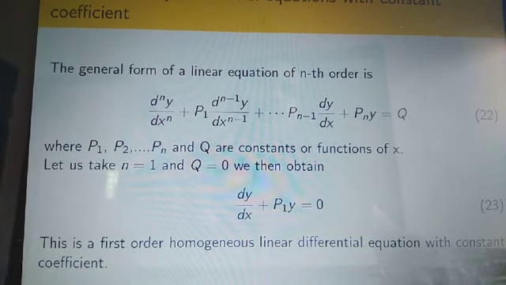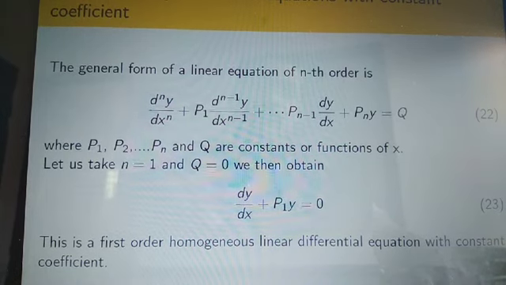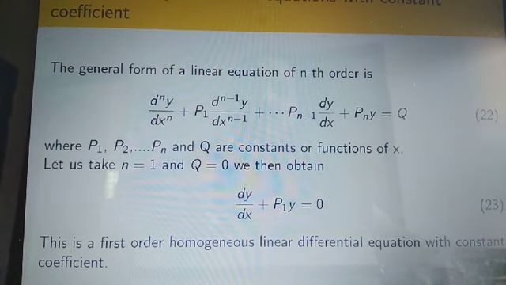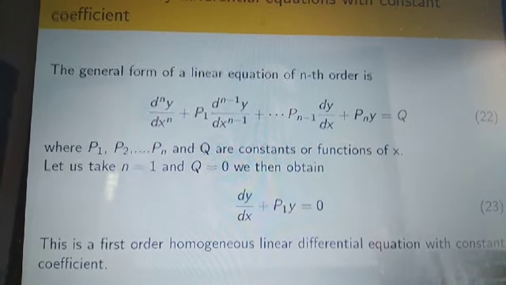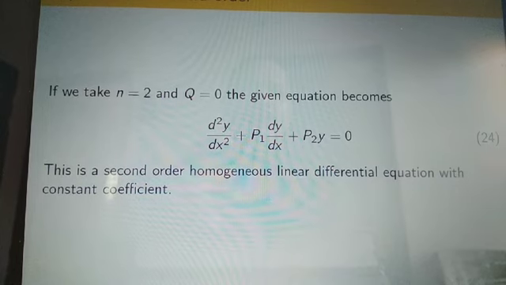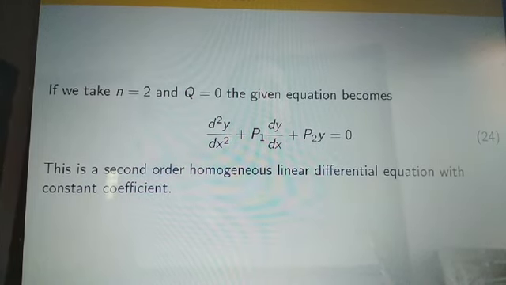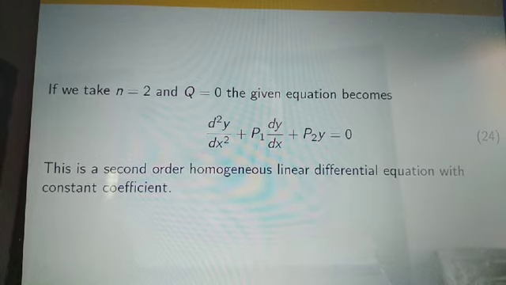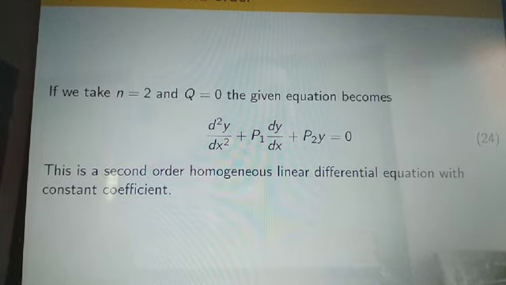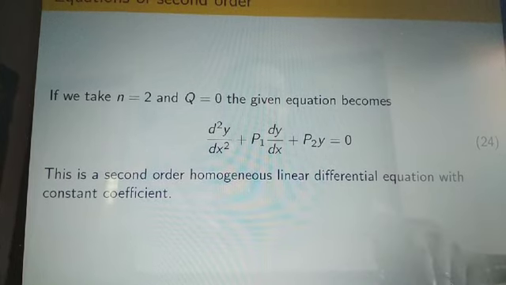Equation number 23 produces this, and equation number 22 gives the general form of the linear differential equation of nth order. Equation 23 gives the first order homogeneous linear differential equation, because the right hand side is 0. If Q equals 0, then it is called homogeneous. And if n equals 2 and Q equals 0, the differential equation d²y/dx² plus p1 dy/dx plus p2y equals 0 is called the second order homogeneous linear differential equation with constant coefficients, when p1 and p2 are constant. There are very good techniques to solve this type of differential equation, and we will solve these in our next lectures.